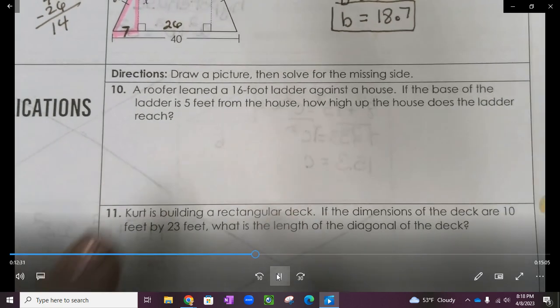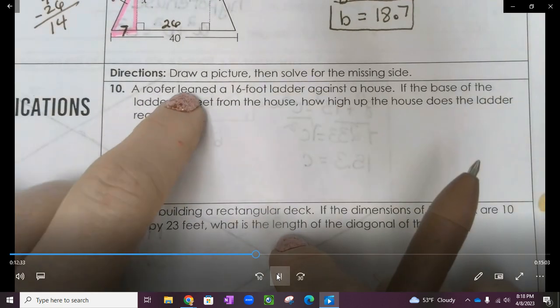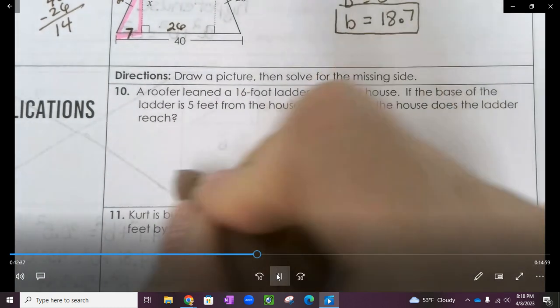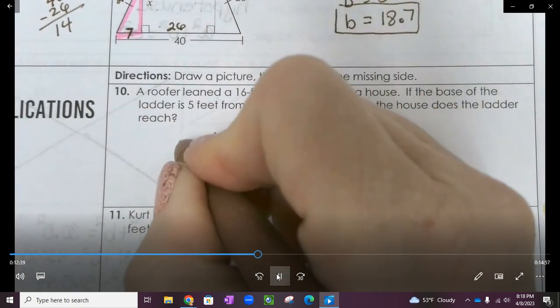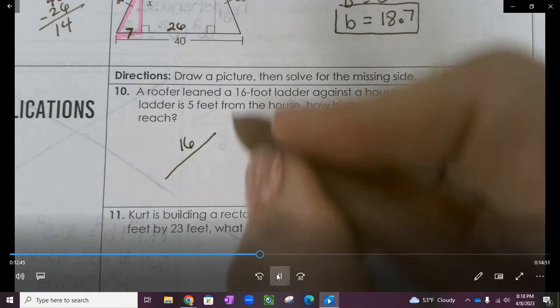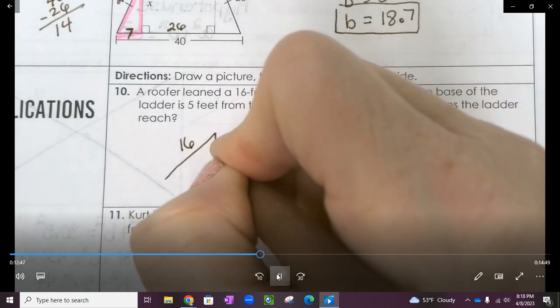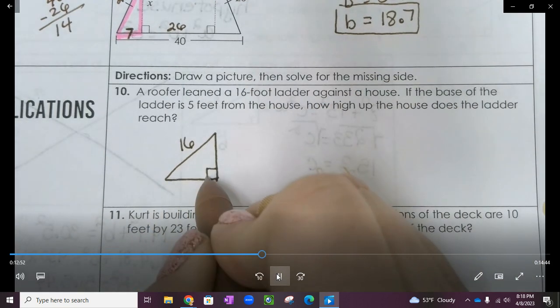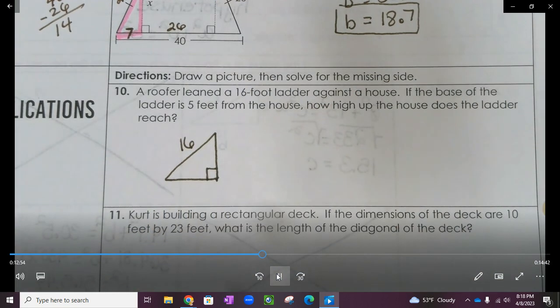So number 10, a roofer leaned a 16-foot ladder. Now what is leaning? The ladder. So the ladder is leaning, and it is 16 feet long, and it's leaning against the house. So here's my house. There's my right triangle. Put that right angle in there.